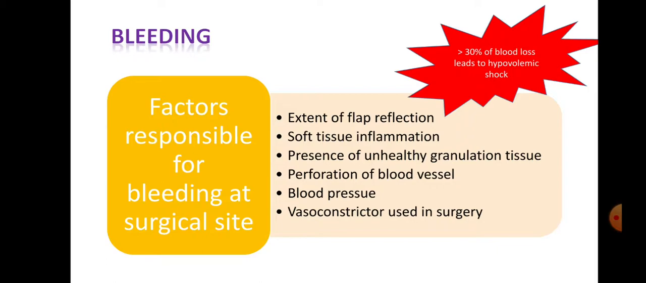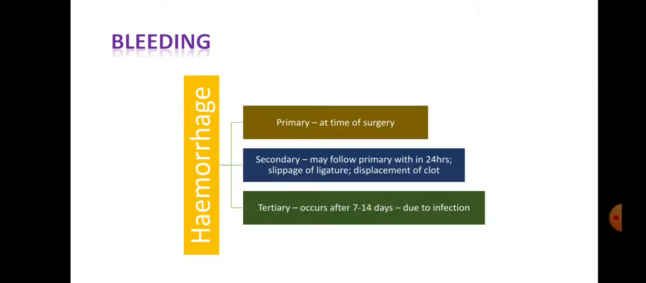So what are the factors we look into in bleeding? Factors responsible for bleeding at the surgical site: extent of flap operation, soft tissue inflammation, presence of unhealthy granulation tissue, perforation of blood vessels, blood pressure, vasoconstrictors used in surgery. If there is more than 30% of blood loss, it will lead to hypovolemic shock.